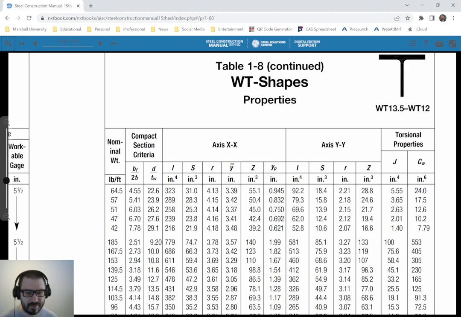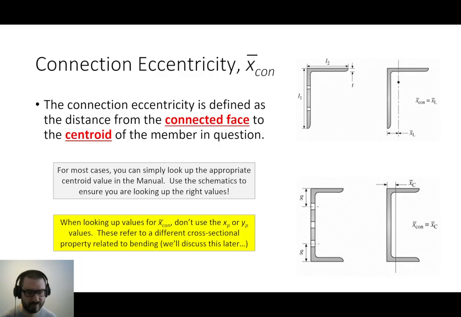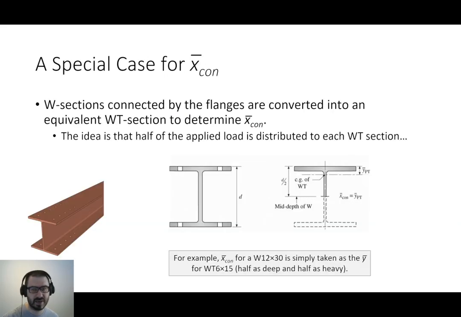Okay, so let's get back to the presentation. Make sure that you don't use the x sub p and y sub p. We'll look those values up later. But make sure that you're using both the data in the manual and the schematics on the top right to ensure that you're using the right terms.